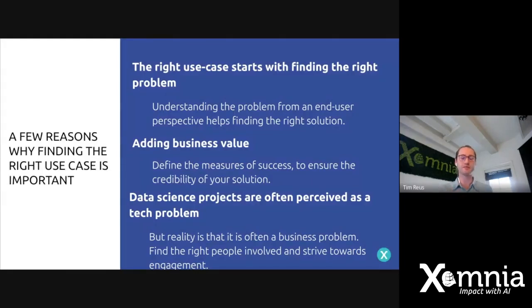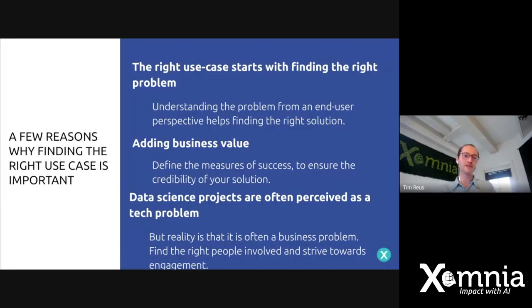So finding the right people to be involved from the start is going to be key, while also striving towards engagement of these people is going to make the difference of a successful use case versus a failure.